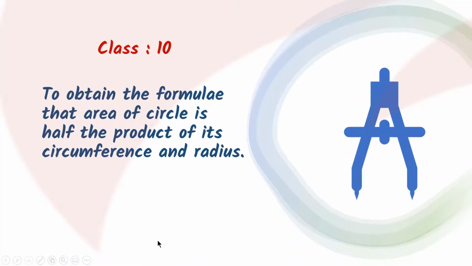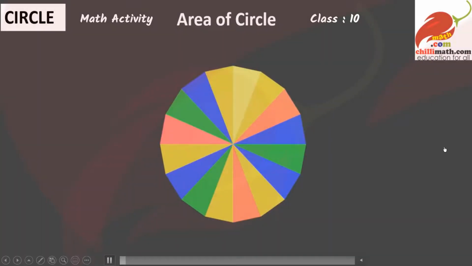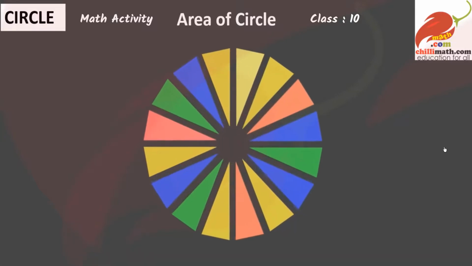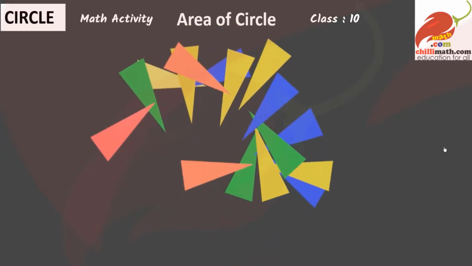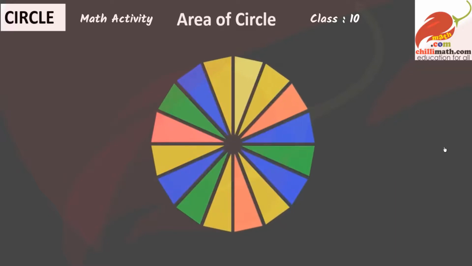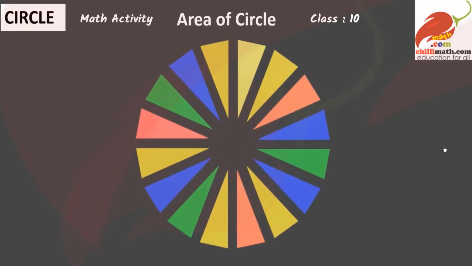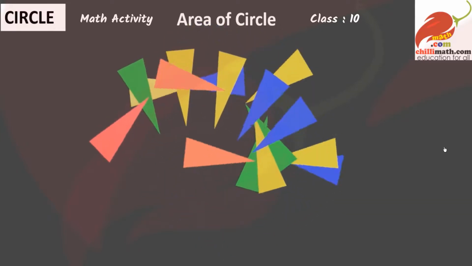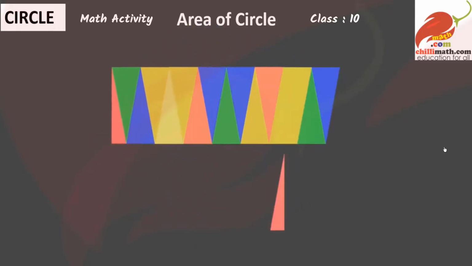Next activity is to obtain the formula that the area of a circle is half the product of its circumference and radius. Here we have taken a circle and divided it into various sectors and arranged these sectors in the form of a rectangle. Again, have a look. We divided the circle into various sectors and arranged them in such a form that it forms a rectangle. So the area of the rectangle should be equal to the area of the circle.